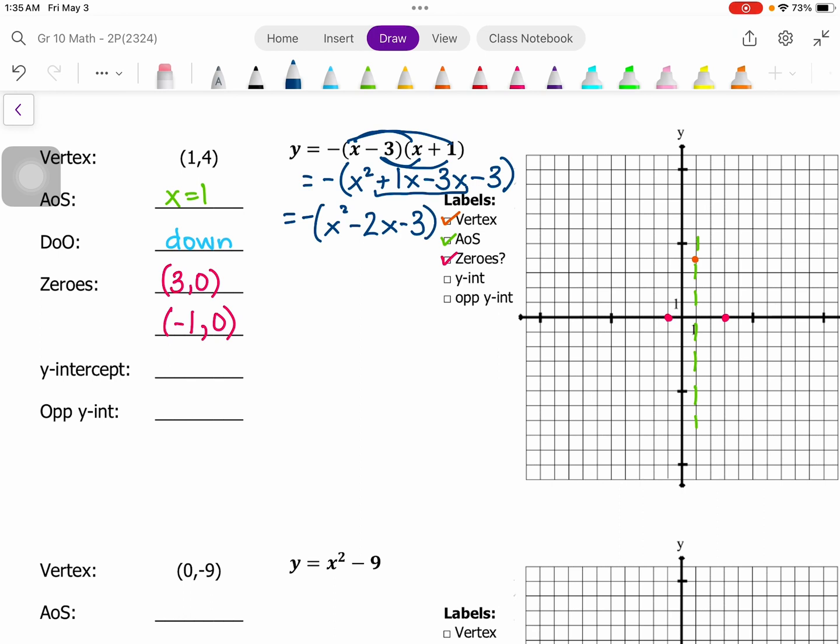And then I'm going to multiply my negative 1 through. So negative 1 times x squared is negative x squared. A negative 1 times negative 2x is a positive 2x. And a negative 1 times a negative 3 is a positive 3. So now I have some more pieces of information. My a I already knew was negative, so this opens down. The other piece of information I get from here is my y-intercept. So that happens when y is 3. So when x is 0, y is 3.